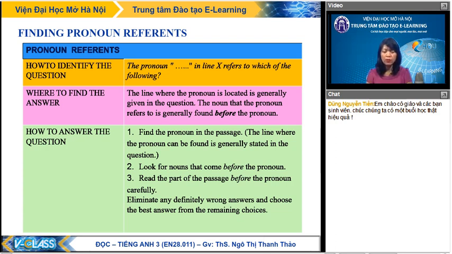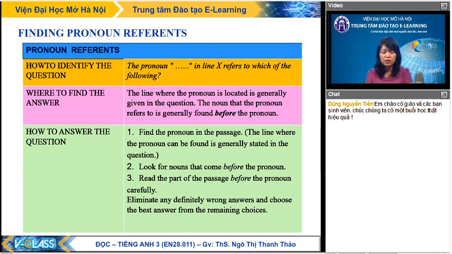For example, the pronoun it, in line 2 or in line 3. So it is generally given in the question here. This one is in paragraph 1 or in paragraph 2. The noun that the pronoun refers to is generally found before the pronoun. Okay, so I will show you later here.